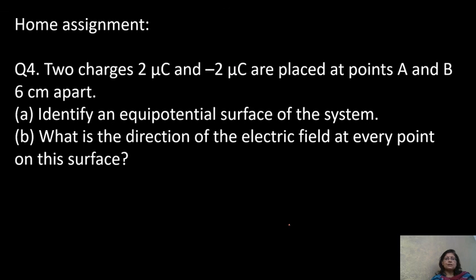Now, this question is your home assignment. Do this question in your copy and show it to your teacher. Thank you, students.